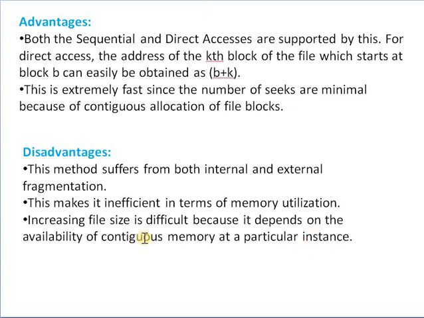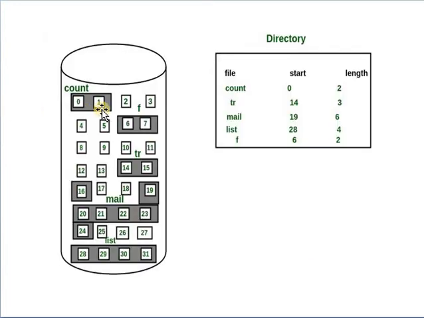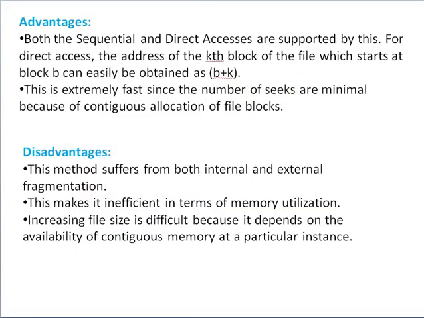Suppose we want to store a file that requires 10 continuous blocks. The total size of that file is 10. In this situation, this method is not efficient because it is not possible that 10 continuous blocks are available, since here the blocks are scattered. Okay, these are the advantages and disadvantages of the continuous allocation method.